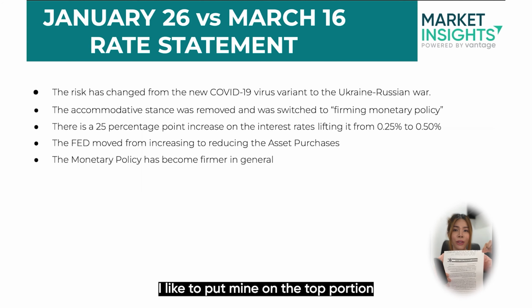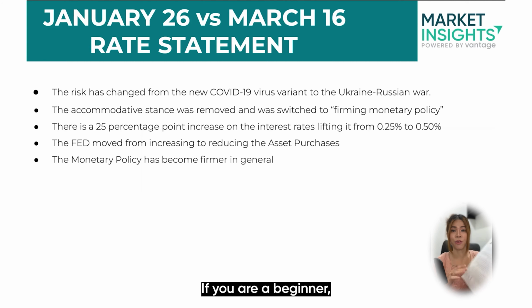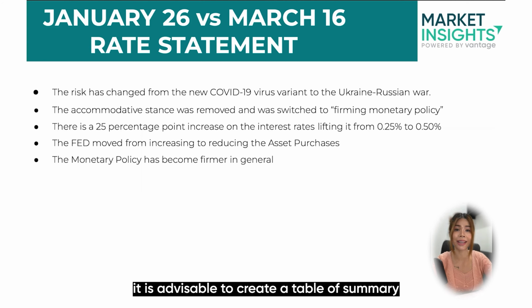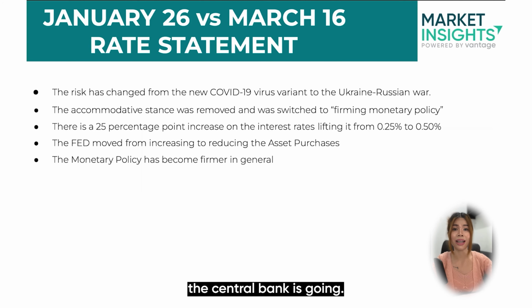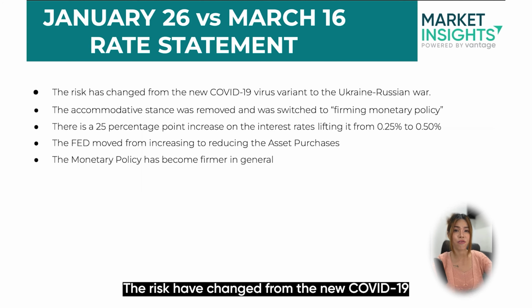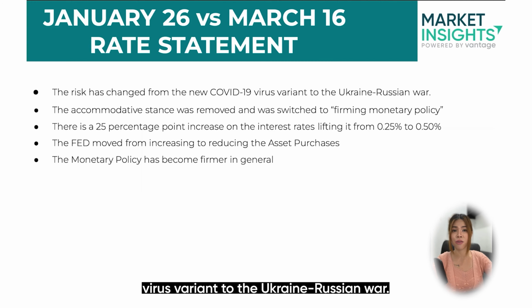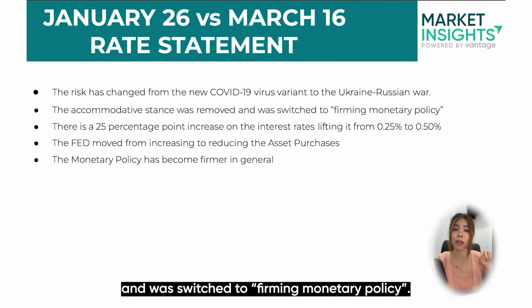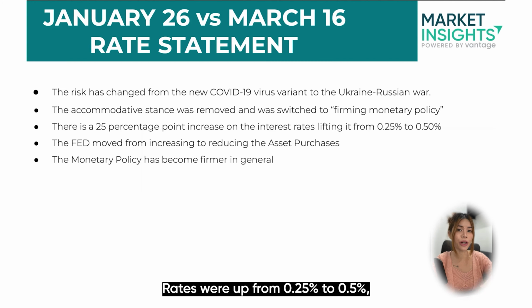I like to put mine on the top portion of each printed copy. If you are a beginner, it is advisable to create a table of summary showing the important notes and details in one glance so you can clearly see the direction the central bank is going. So what are the changes that I have observed from January to March rate statement? The risks have changed from the new COVID-19 virus variant to the Ukraine-Russian war. The accommodative stance was removed and was switched to firming monetary policy. Rates were up from 0.25% to 0.5%.